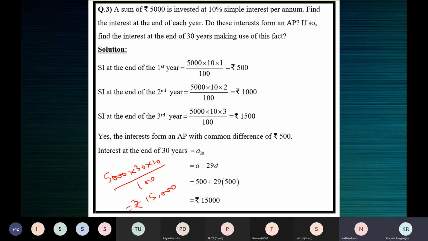So that means you deposit 5,000 rupees and you go to the bank after 30 years to collect your money. The banker will give you your principal money of 5,000 plus the interest for 30 years, 15,000. Because every year interest is 500. For 1 year, 500. For 2 years, 1,000. For 3 years, interest is 1,500. Like that, for all the 30 years, the interest is 15,000. He'll give you 15,000 and your 5,000, 20,000.